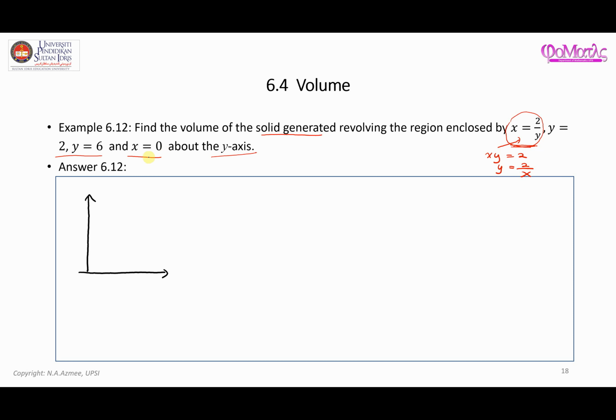The boundary is x equals 0. So this is x is equal to 0, and that's the boundary. The graph of the equation can be sketched as such. We know that it's going to look something like this. And then we have other boundaries to consider, which are y is equal to 2 and y is equal to 6.